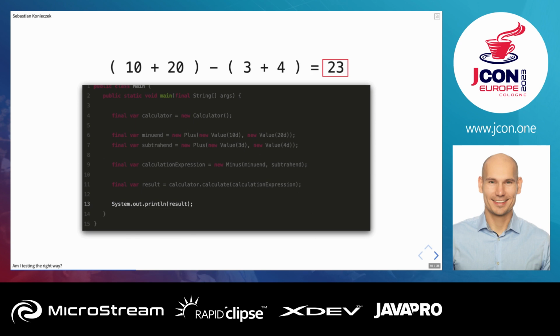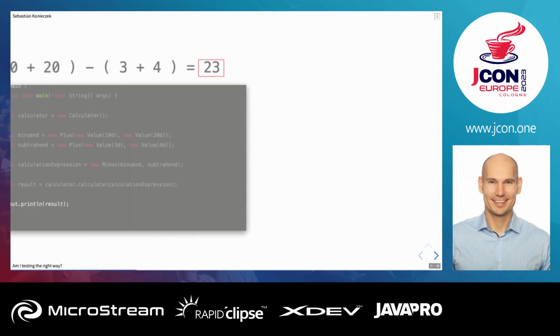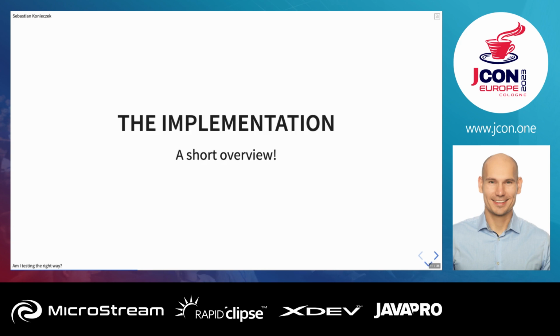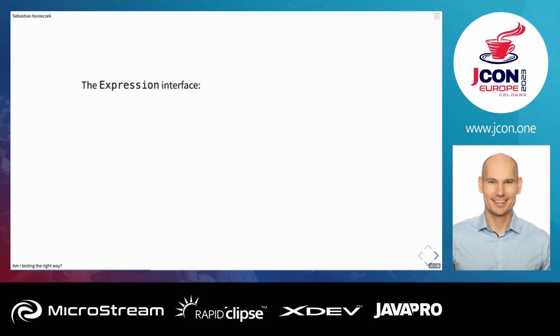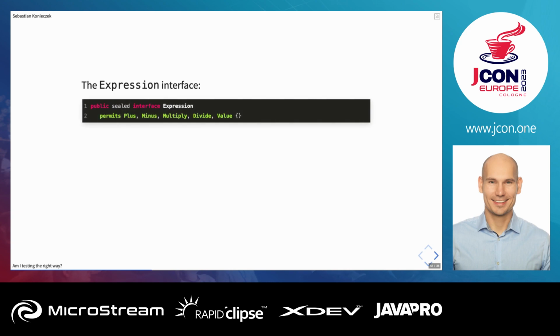So now let's have a closer look at the implementation. I will give you a short overview here. So at first, we talked a lot about expressions already before, and in our code we defined an expression interface, and this expression interface looks exactly like this. It is a sealed interface, so we only allow for specific implementations of this interface, and you can see the implementations here. So we have a plus, minus, multiply, divide, and a value, and we will talk about the value expression later.